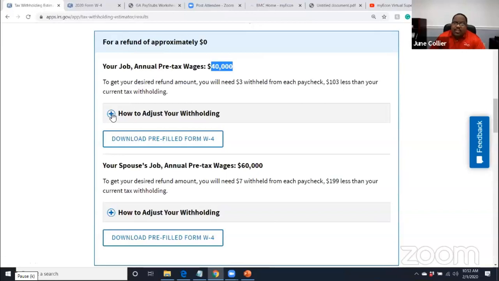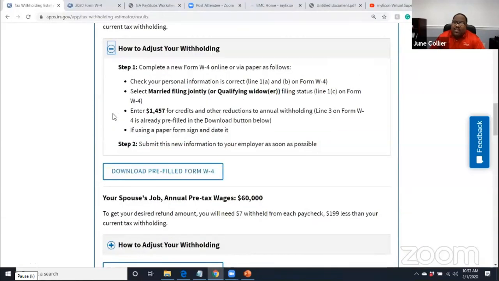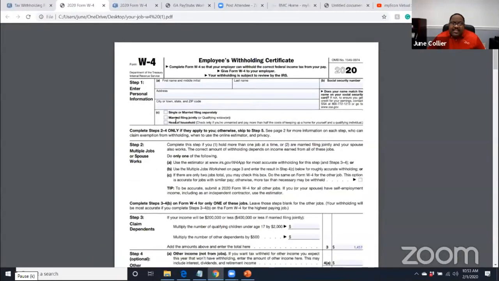And so it has a little button here that says how to adjust your withholding, and it tells you what to fill out on the W-4. But here's what I like about what the IRS has done this year with the calculator. The IRS says you don't even have to do that. All you have to do is download the pre-filled Form W-4, and they've already filled the form out for you. So we download the pre-filled W-4, and when we download it and we open that W-4 up, all the information that we need is already on the W-4. All we have to do is put our name, address, our city, and our filing status.